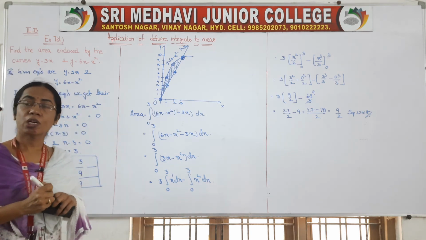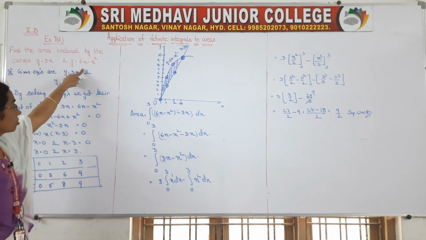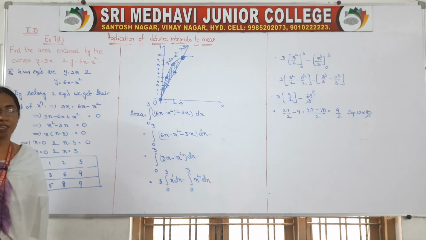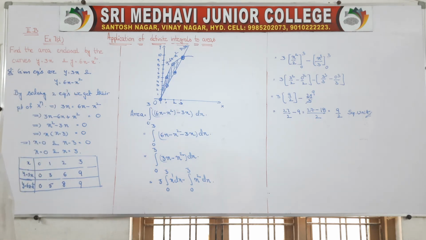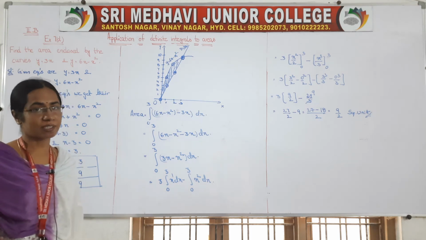So observe carefully here. In this problem, we got y is equal to 3x and y is equal to 6x minus x square. Generally, we will get one curve equation. Find the area covered by the curve and the y axis, they will give.